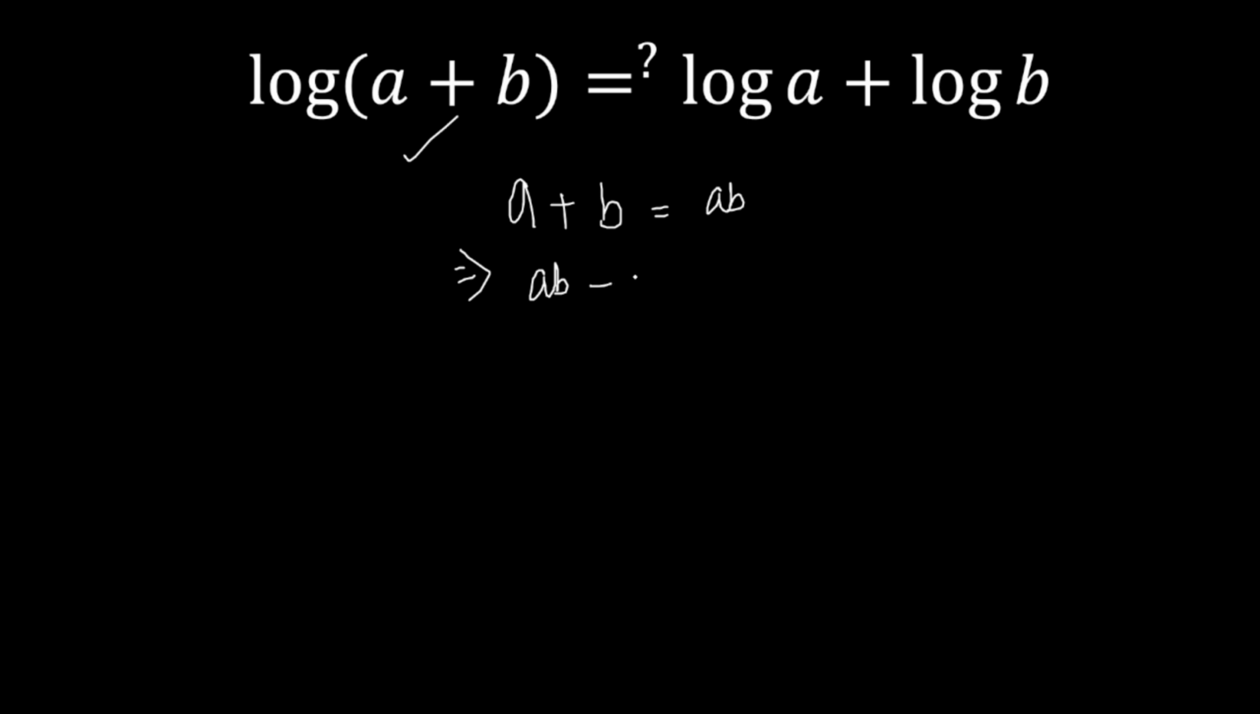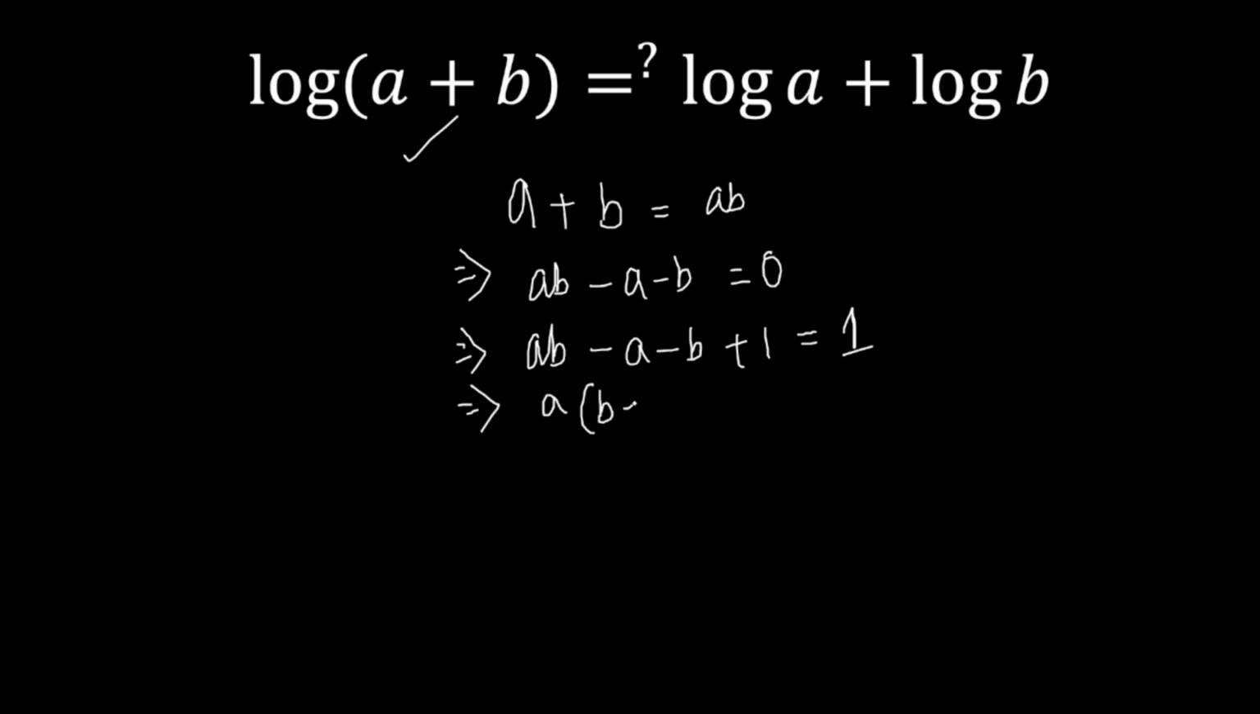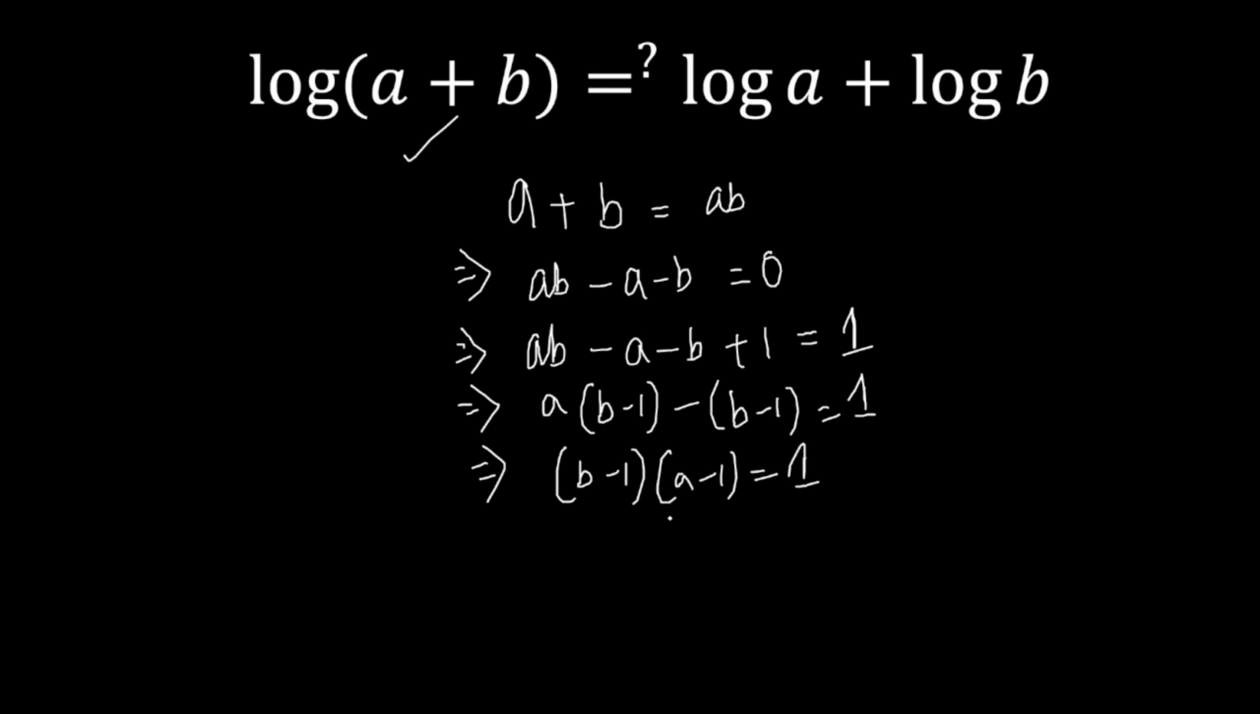Bring everything to one side: ab minus a minus b equals 0. And now you need to do a middle term factorization here. So add plus 1 to both sides to get ab minus a minus b plus 1 equals 1. If you take a common, this gives a into (b minus 1), and then minus (b minus 1) equals 1. And when you take b minus 1 common, you get (b minus 1) into (a minus 1) equals 1. And this is the relationship that we have.